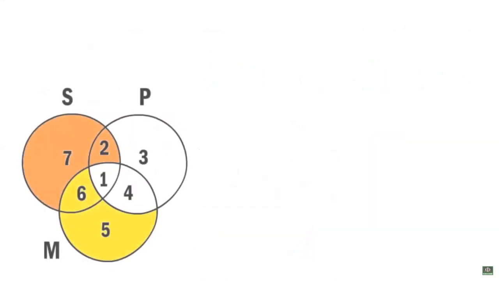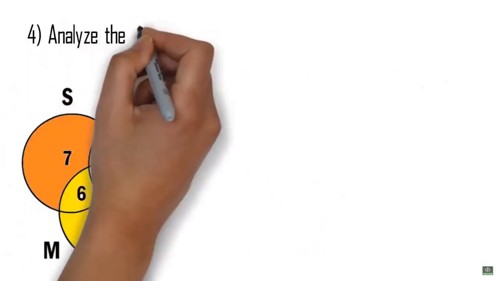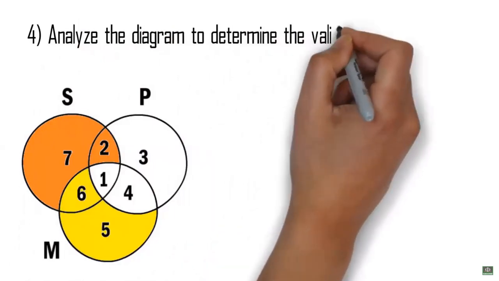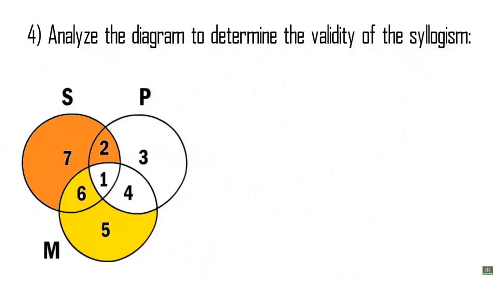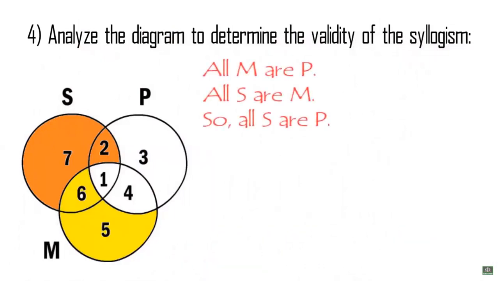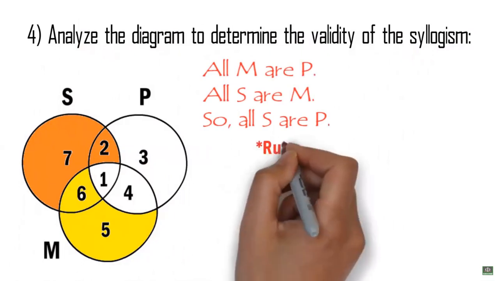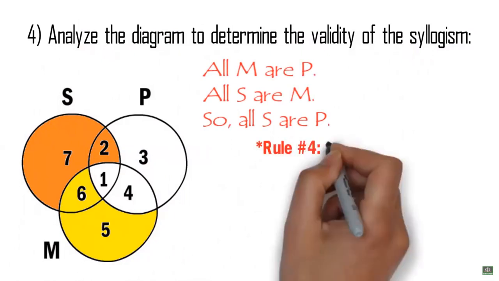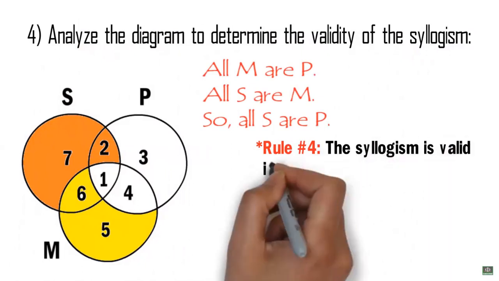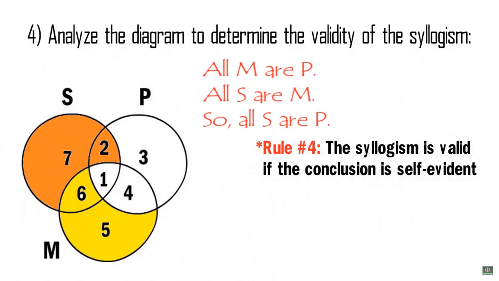Since the Venn diagram of the syllogism is now complete, let us proceed to analyze the diagram to determine whether the syllogism is valid or invalid. As rule number 3 says, we diagram only the premises. Hence, we do not diagram the conclusion. And as rule number 4 says, the argument or syllogism is valid if the conclusion is self-evident in the Venn diagram.